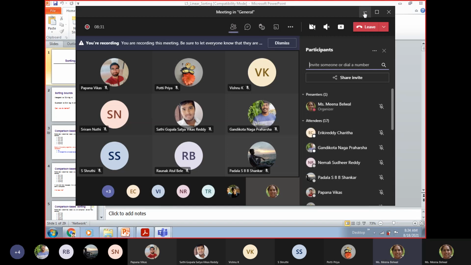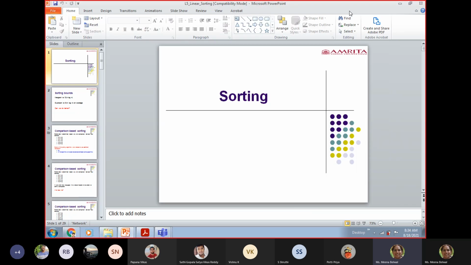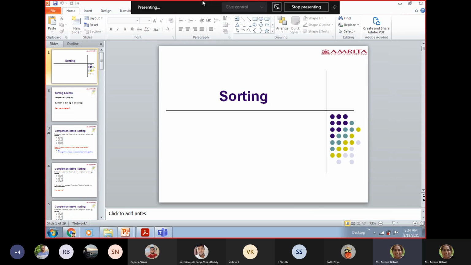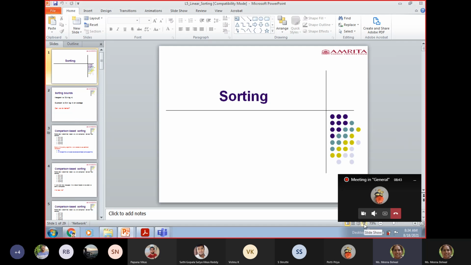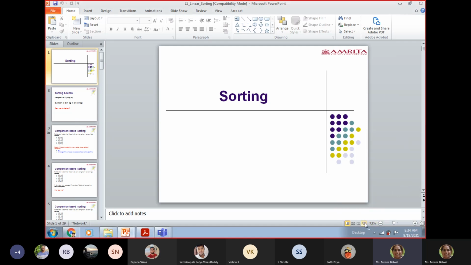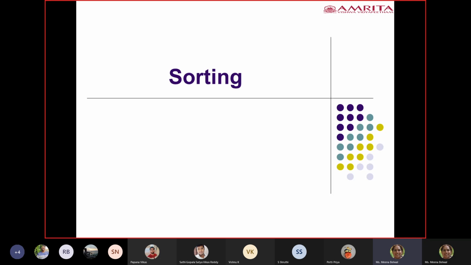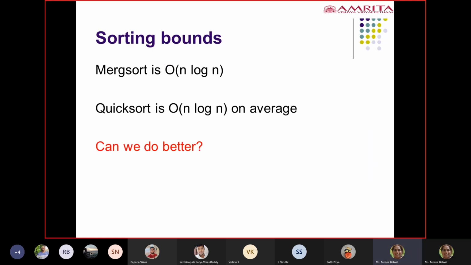Okay, so we'll get started, students. Today's plan is we will talk about sorting. Basically, we are trying to talk about sorting which is based on comparison. That's why the question that we asked yesterday is whether we have a better bound, a better upper bound, or is it all n log n?